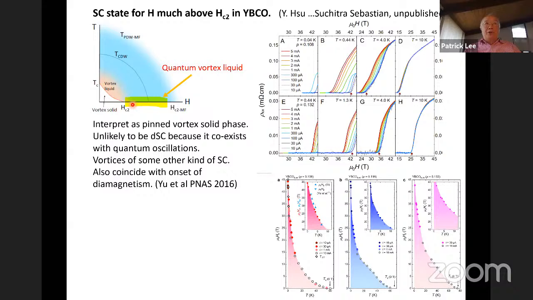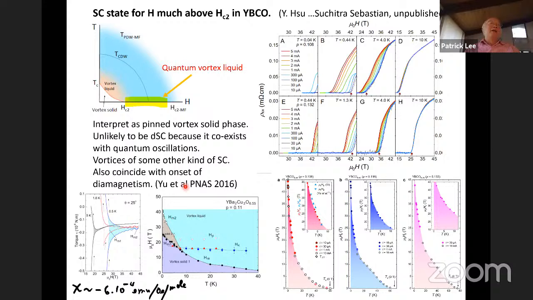True superconductivity, zero resistivity down here, not fluctuating, okay? So in this picture, somehow this pair density wave managed to get pinned down here, right? So there's some kind of a vortex solid phase that lives up here. Okay, and this of course is very interesting. And there's early evidence for this from diamagnetism.